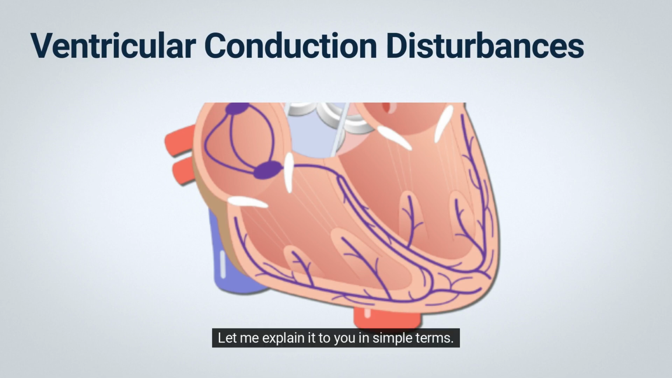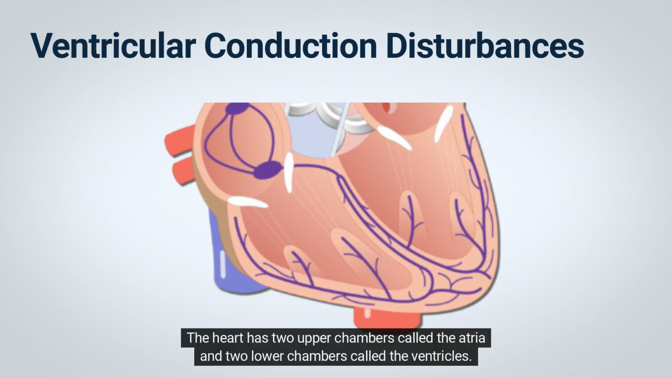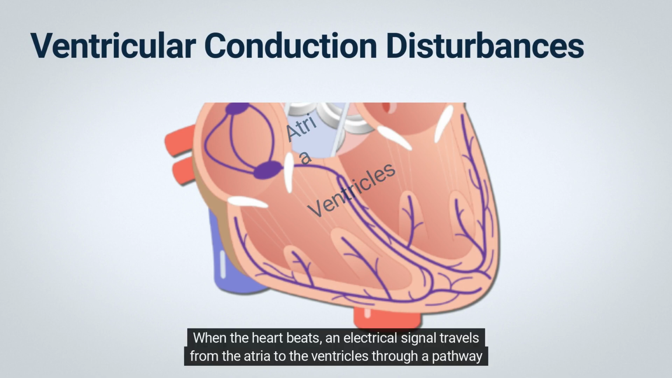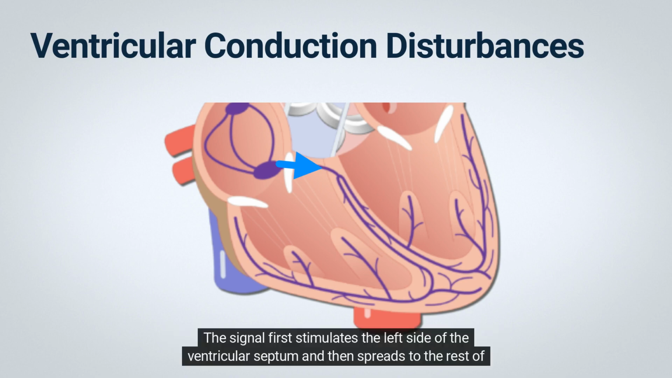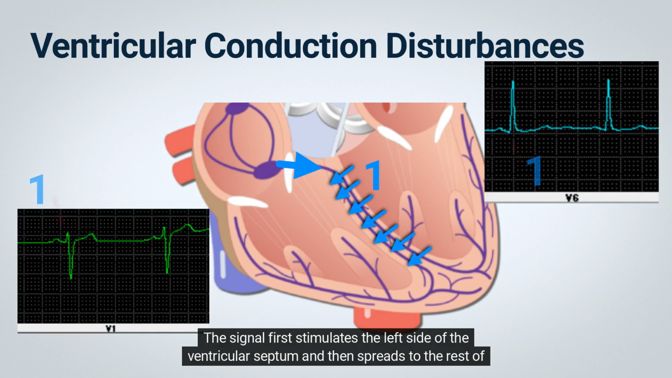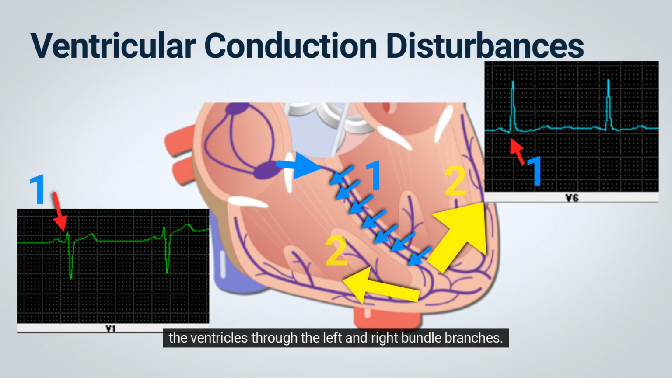Let me explain it to you in simple terms. The heart has two upper chambers called the atria, and two lower chambers called the ventricles. When the heart beats, an electrical signal travels from the atria to the ventricles through a pathway called the atrioventricular, or AV node, and His Purkinje system. The signal first stimulates the left side of the ventricular septum, and then spreads to the rest of the ventricles through the left and right bundle branches.